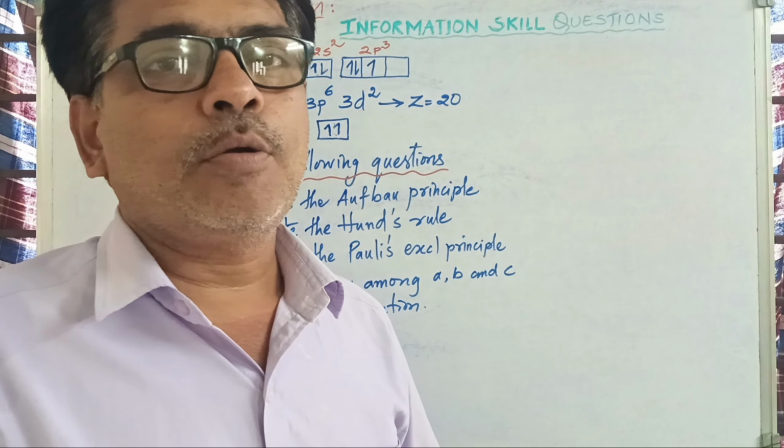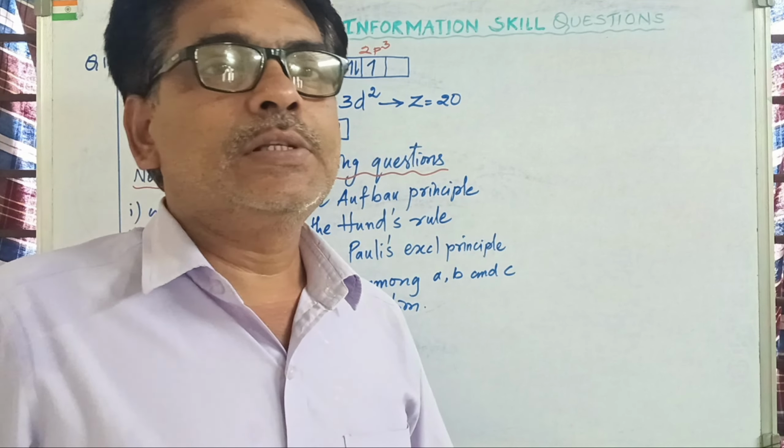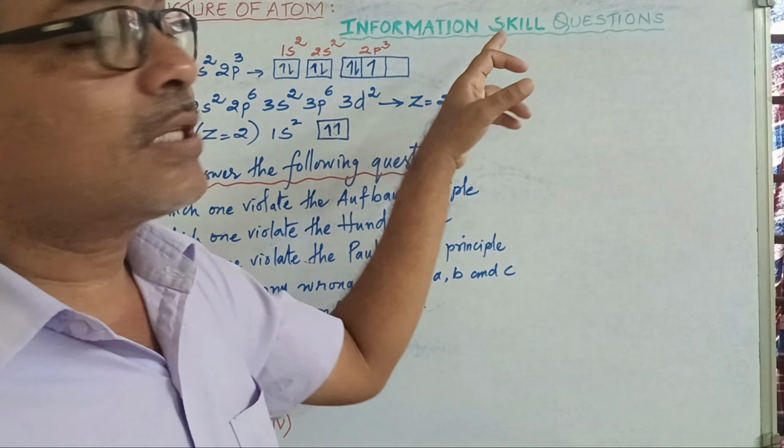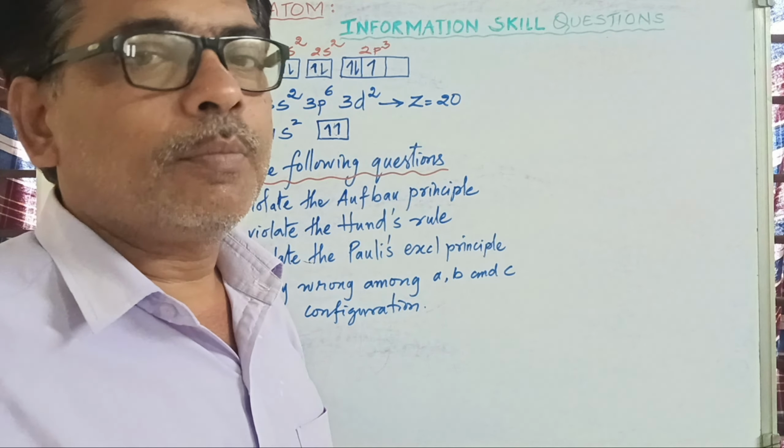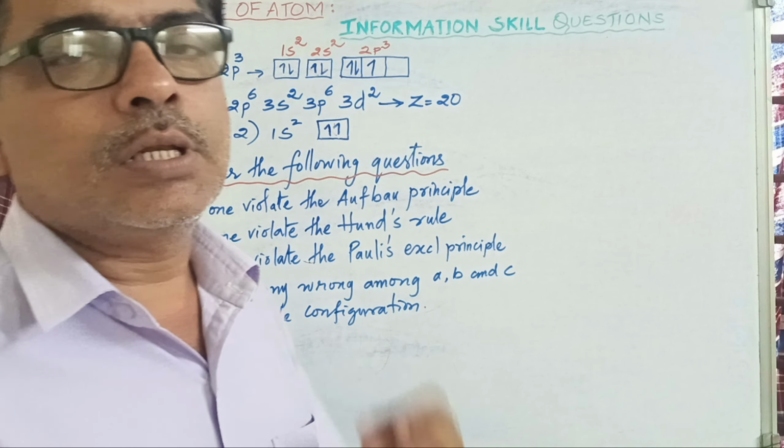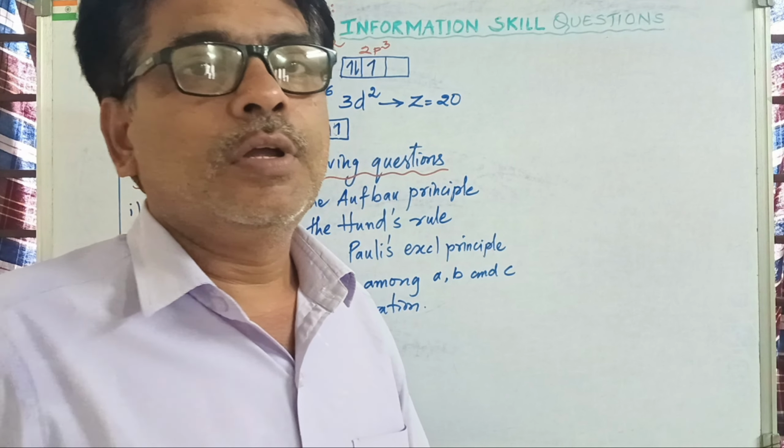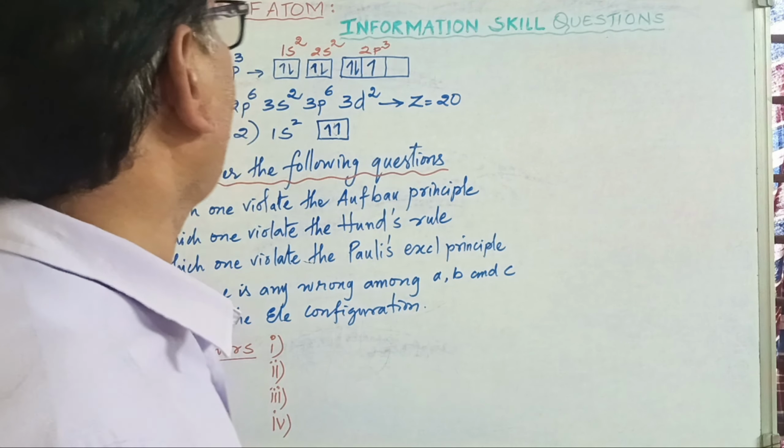Today our topic is atomic structure. In that we will see information skill questions, one by one, almost around 5. So the first one is on the board.